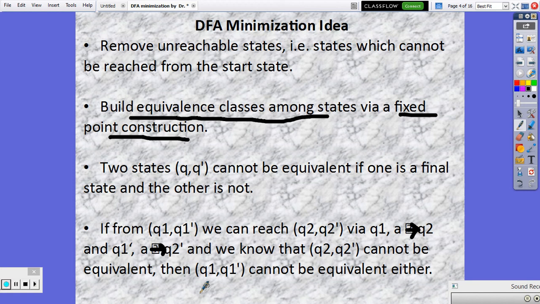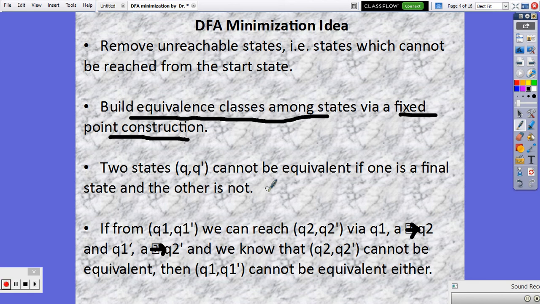Now let us try to understand here. If from Q1 dash we can reach Q2 dash via the transition Q1 A to Q2 and Q1 dash A to Q2 dash, and we know that Q2 and Q2 dash cannot be equivalent, then Q1 and Q1 dash can also be not equivalent.